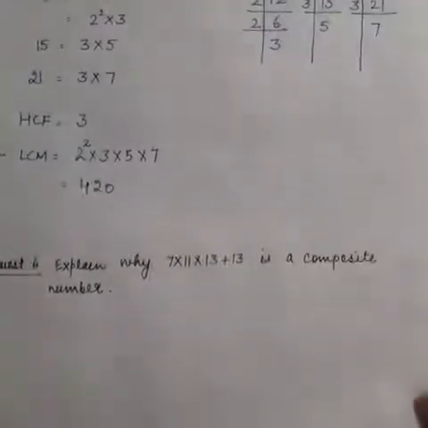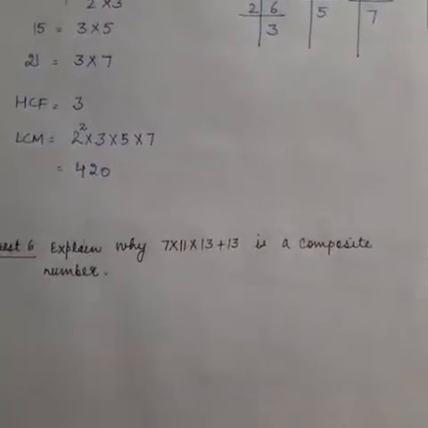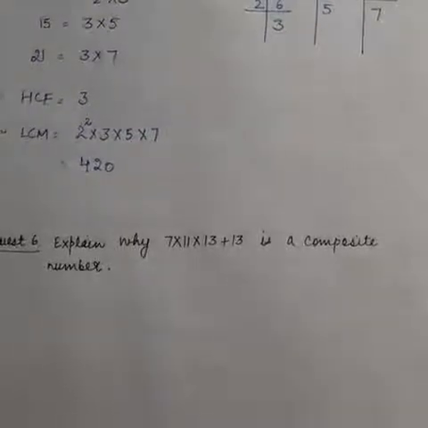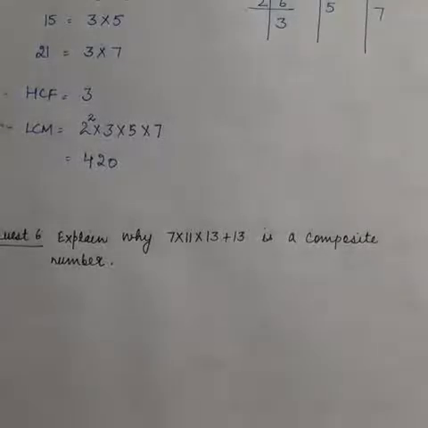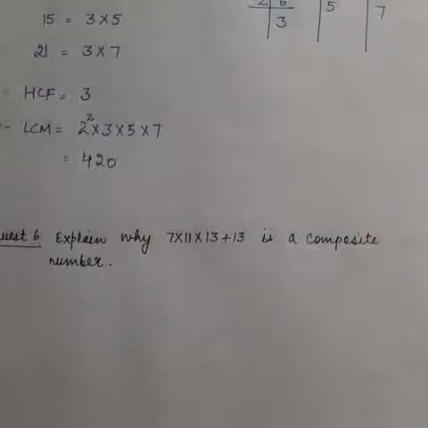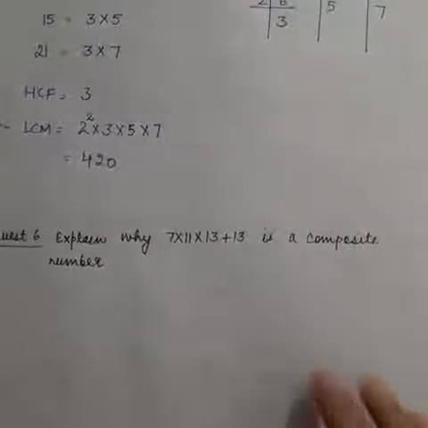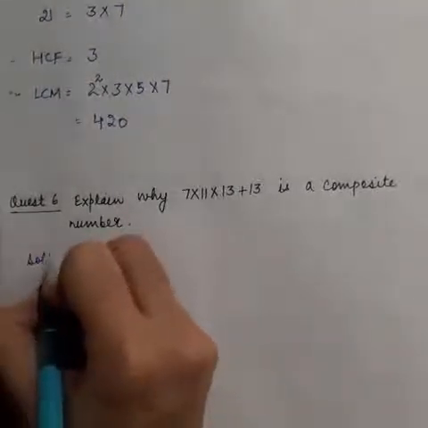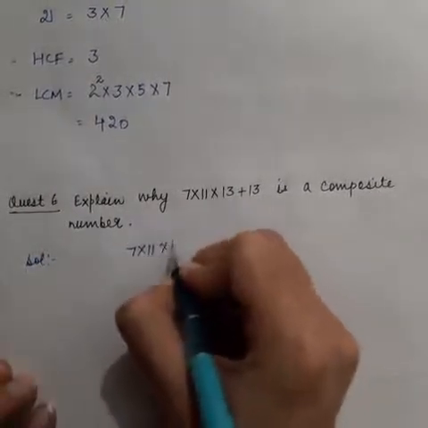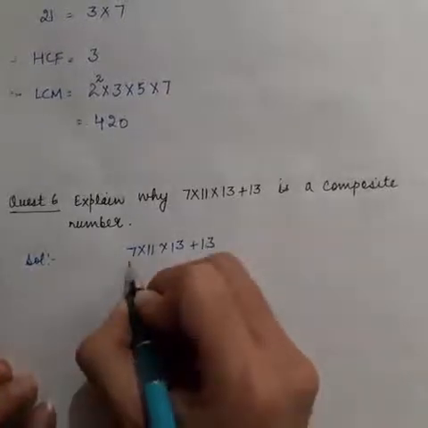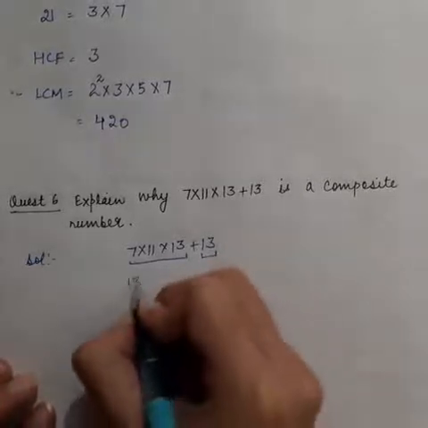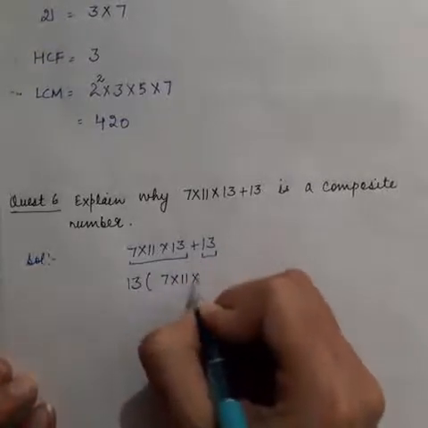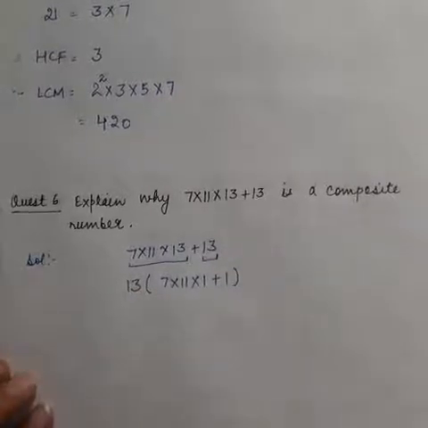Another type of question which we are having: explain why 7 into 11 into 13 plus 13 is a composite number. Now in order to show that it is a composite number, we have a very simple procedure. If we are able to show that this is having more than two factors, then automatically it will be a composite number. Just see how can we show that. We have 7 into 11 into 13 plus 13. Now see, this number is having two terms, and amongst these two terms 13 is a common number. So 13 can be taken out as a common number and we can write the remaining number in the bracket.